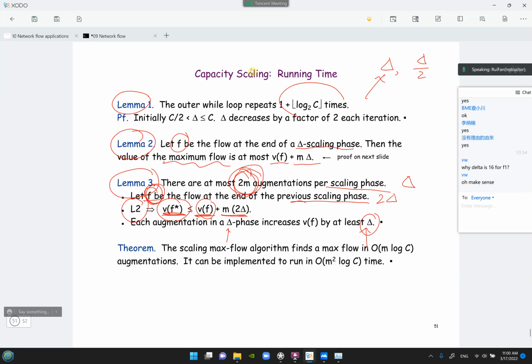Furthermore, you don't do many phases. So you can combine everything together and say that we do at most m times log c augmentations, because you do log c phases, and for each phase you do 2m augmentations at most. So in total you do this many augmentations. Each augmentation takes order m time to find by BFS or DFS, so your total running time is this thing times m, which is m squared times log c. Does that make sense? Any questions?